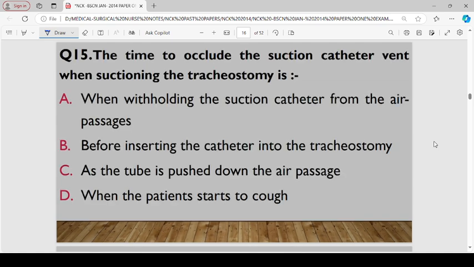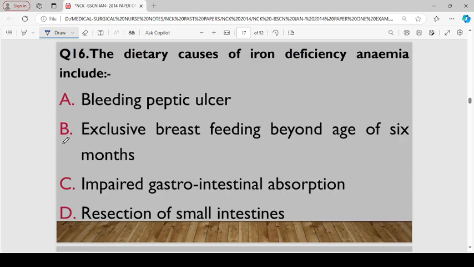The time to occlude the suction catheter vent when suctioning the tracheostomy: you occlude because you want to create some negative pressure, right? You want to create negative pressure that will allow effective suction. So the best time to do it is before inserting the catheter into the tracheostomy. So you create the negative pressure before you proceed.